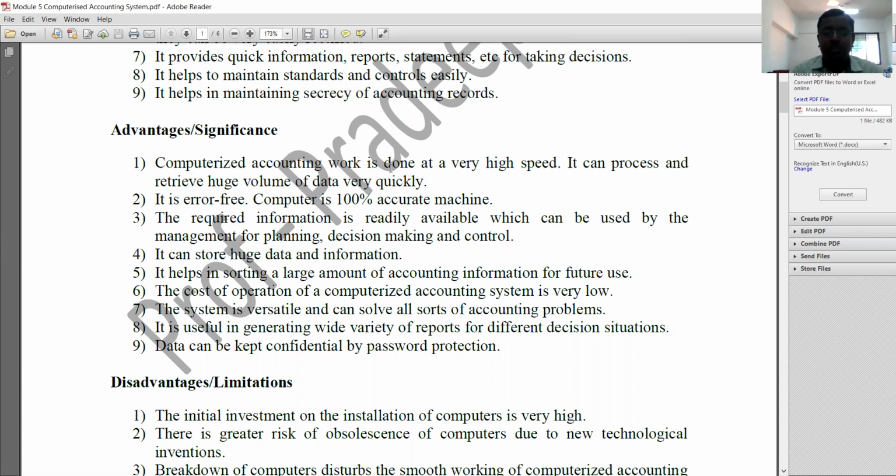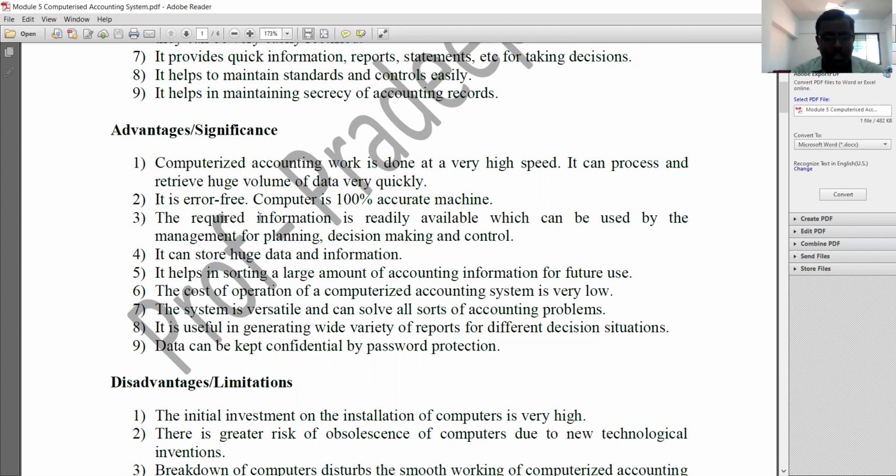Then, as I told you, it is error free. A computer is a 100% accurate machine. We may give wrong input, and by that it may give wrong output, but if we give right input, we will always get right output. So you can say it is a 100% accurate, error free machine. That is another advantage.